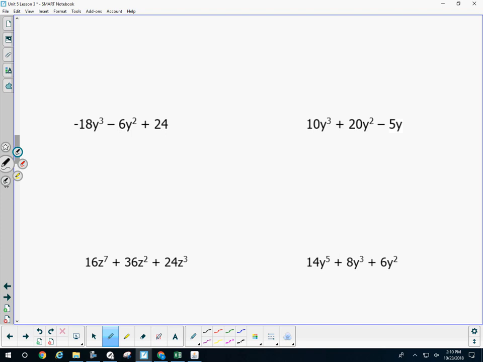Sometimes if we have 3 or more things, we want to pull out something that every term shares. Negative 18y cubed minus 6y squared plus 24. Each of these numbers is divisible by 6. I can pull out a 6 from each of those 3 numbers. Go ahead and do that. Go ahead and do the next one.